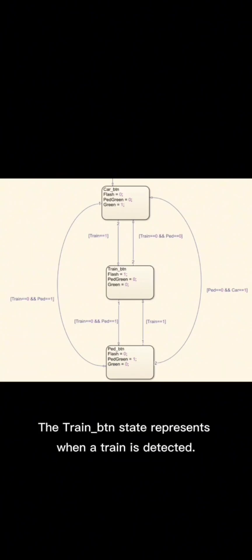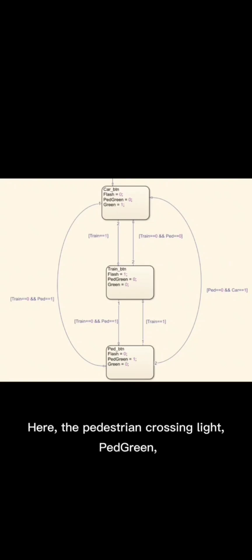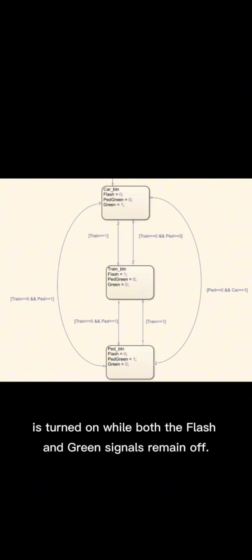The train_BTN state represents when a train is detected. In this state, the flash signal is activated, indicating to vehicles that they should stop. PED green and green signals are turned off to ensure safety. The PED_BTN state is triggered when a pedestrian is present. Here, the pedestrian crossing light, PED green, is turned on while both the flash and green signals remain off.